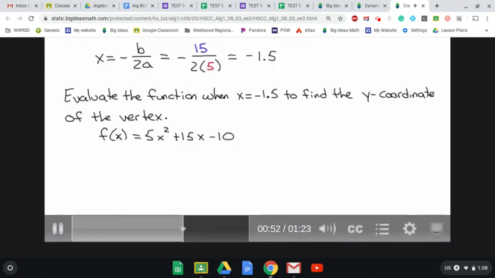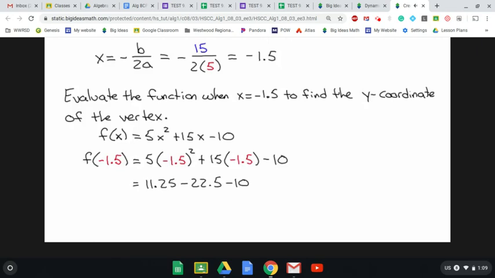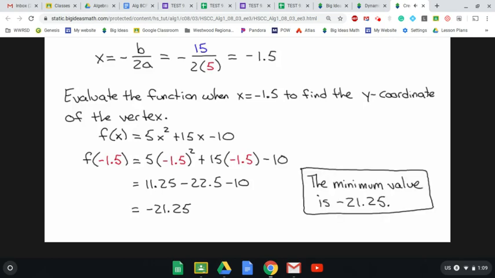First, write the function. F of x equals 5x squared plus 15x minus 10. Substituting negative 1 and 5/10 for x gives f of negative 1 and 5/10 equals 5 times the quantity negative 1 and 5/10 squared plus 15 times negative 1 and 5/10 minus 10, which simplifies to 11 and 25/100 minus 22 and 5/10 minus 10, or negative 21 and 25/100. Because the y-coordinate of the vertex is the minimum value of the function, the minimum value is negative 21 and 25/100.